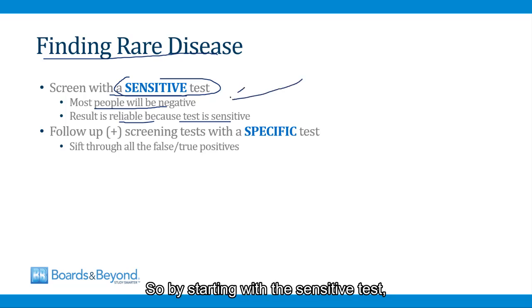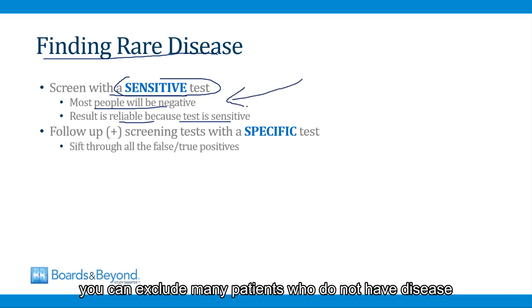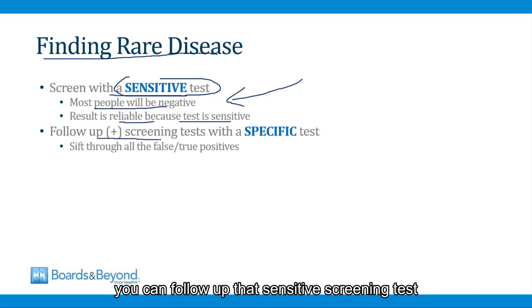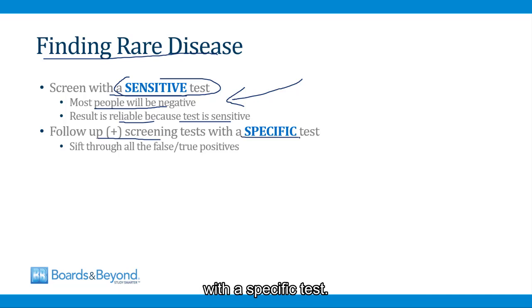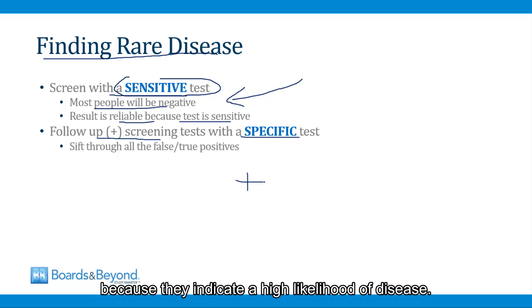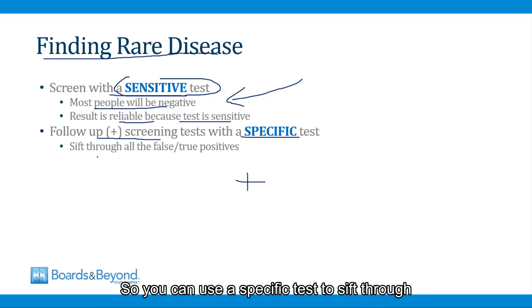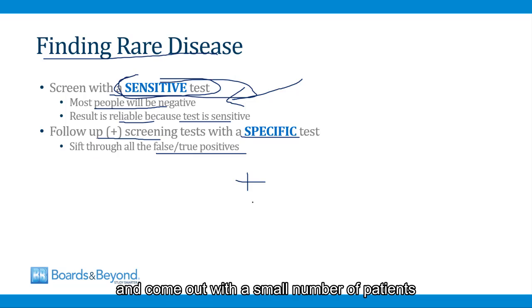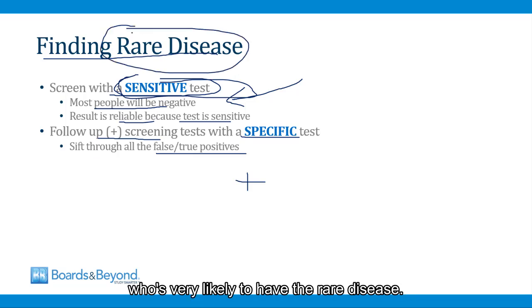So by starting with the sensitive test, you can exclude many patients who do not have disease and they won't require further testing. For the small number of patients in whom the sensitive test is positive, you can follow up that sensitive screening test with a specific test. As we've already talked about, specific tests are most useful when they are positive because they indicate a high likelihood of disease. So you can use a specific test to sift through all the false and true positives identified by the sensitive test and come out with a small number of patients who are very likely to have the rare disease.